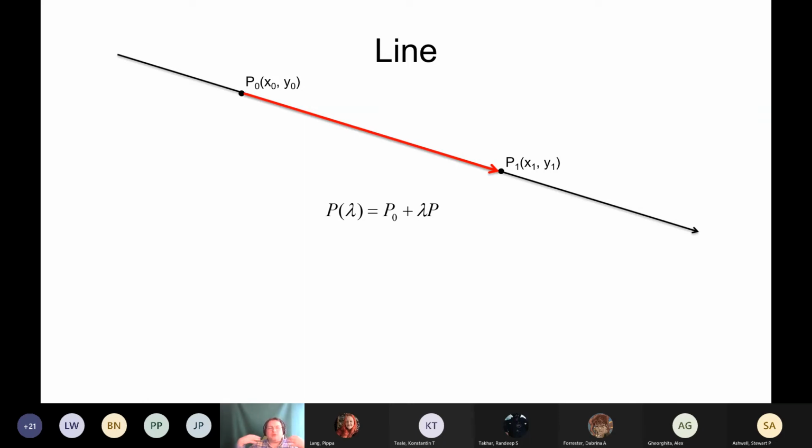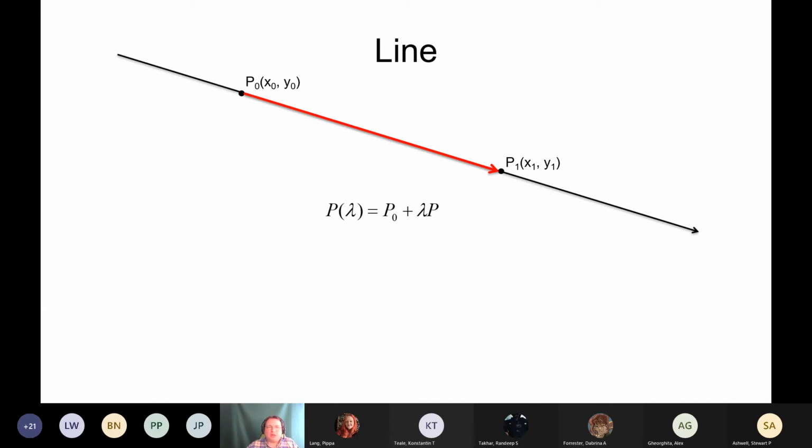And this is what we call a parametric equation of a line. So to have the parametric equation of a line, you need to find any point lying on this line and any vector that would show the direction of this line, and that's it. You take this point plus the vector multiplied by a parameter. So this lambda is just a parameter.